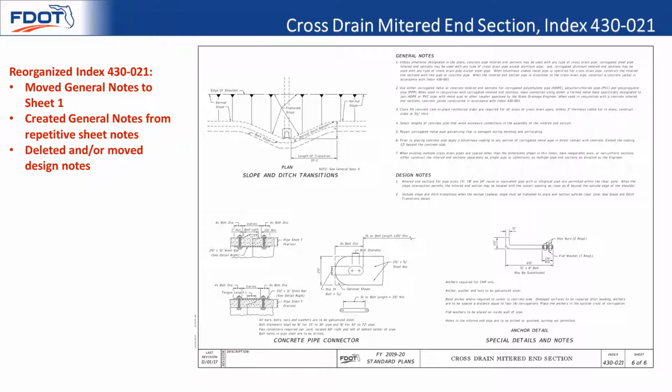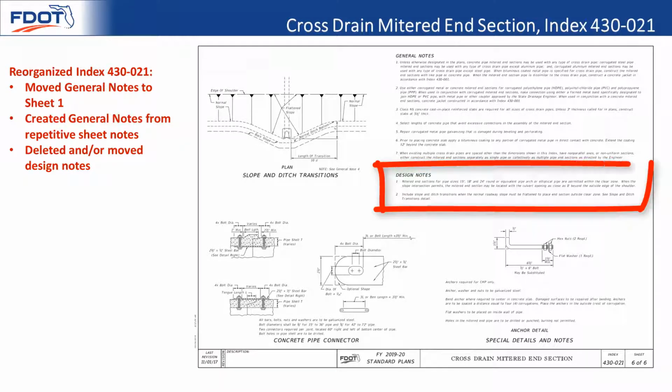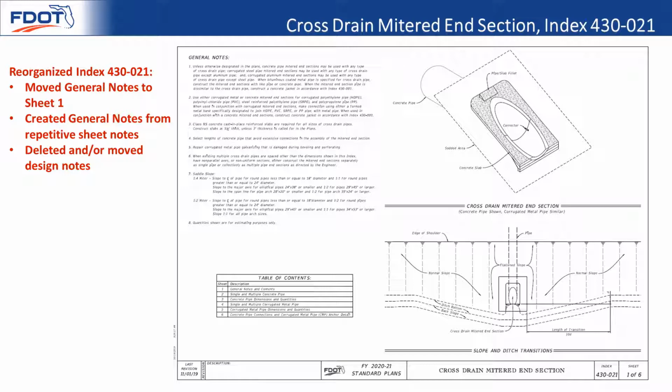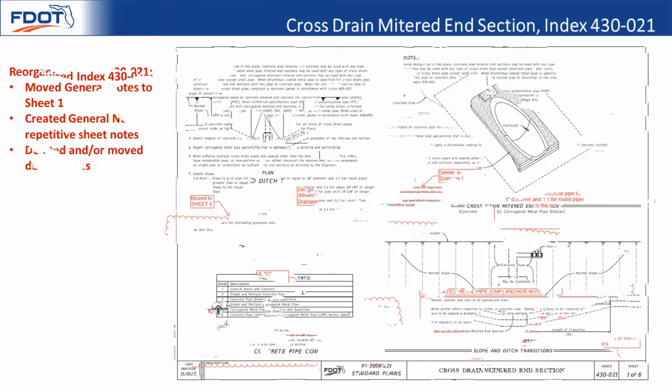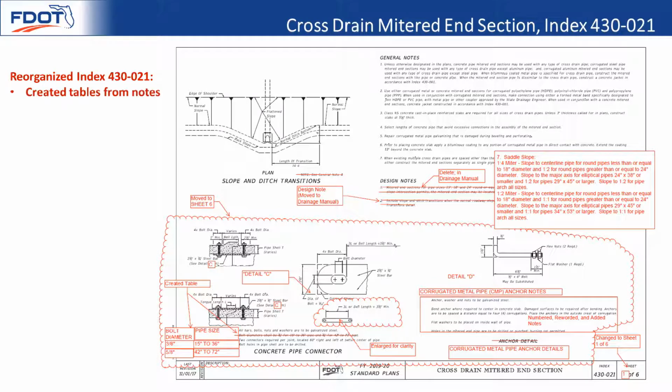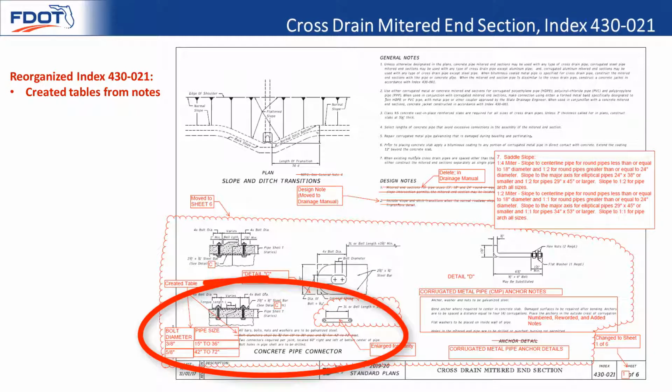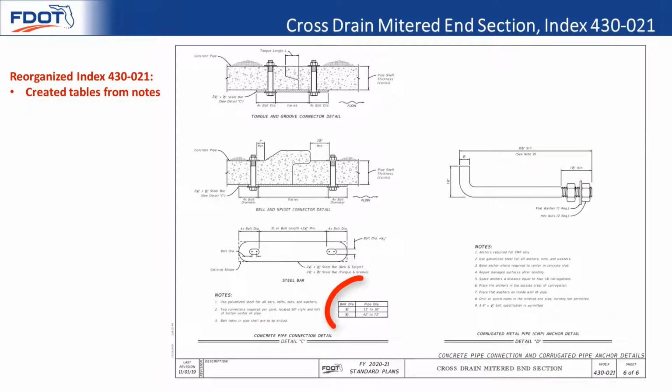Like I mentioned before, we also went through and wanted to look at the design notes. Design notes really shouldn't be in the standard plans indexes. So we went through and determined whether it should be moved into SBI or the drainage manual. And you can see now we actually just deleted those design notes from here and moved them to the drainage manual. We also went through and created tables from notes like I talked about. You can see this note was kind of hidden in the detail. So we went through, in this case, and created a small table to make it a lot easier to understand. I know I've mentioned this twice, but I want to make it clear that this is the type of thing we were doing with the redevelopment here, was to try to make things clear and easier to follow.